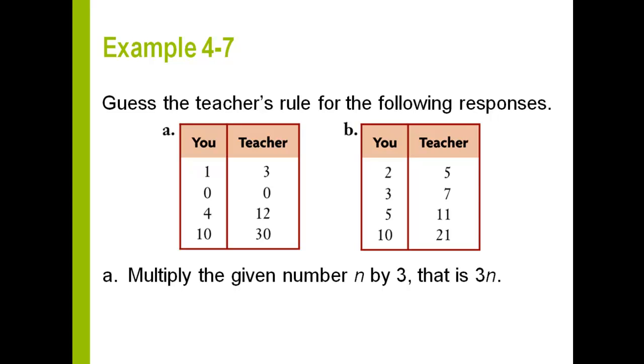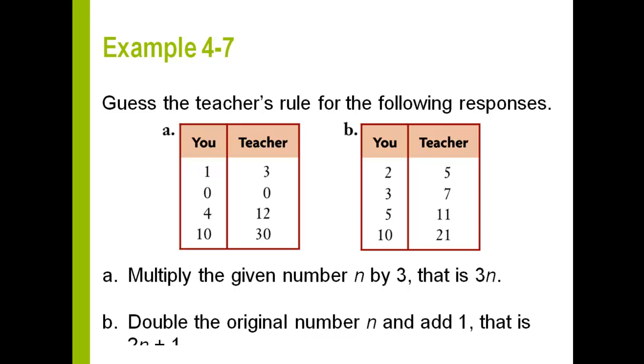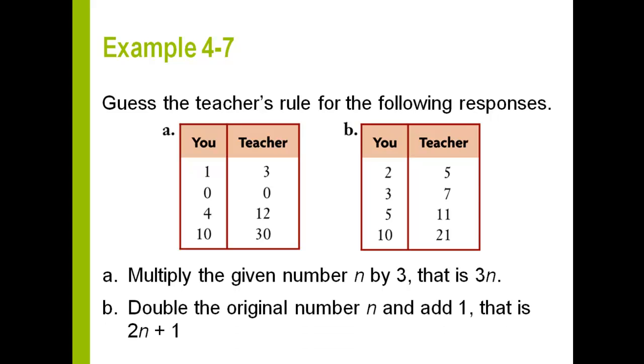Let's look at table B. You provide the inputs 2, 3, 5, and 10. When you guessed 2, your teacher said, well, the output's 5. If you guessed 3, the teacher said the output's 7. If you guessed 5, the teacher said the output's 11. And if you guessed 10, the teacher said the output's 21. So can you guess what the rule is for this function? If you decided that it was you multiply the input by 2 and then add 1, that would be correct.